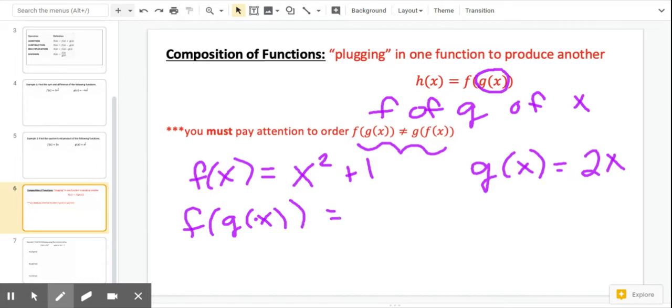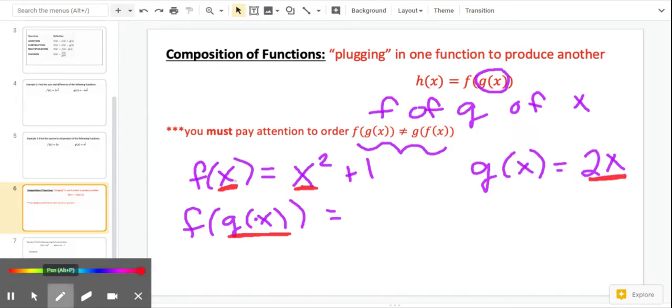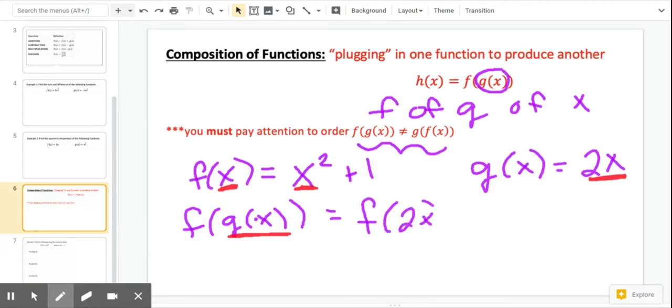So what I'm going to do, let's underline this in red. So g of x, I'm plugging that in for x into this function. So plugging it in for x into that function, and g of x is 2x. So I'm plugging 2x in for x into that function. So here's what it's going to look like. So f of 2x equals 2x squared plus 1.